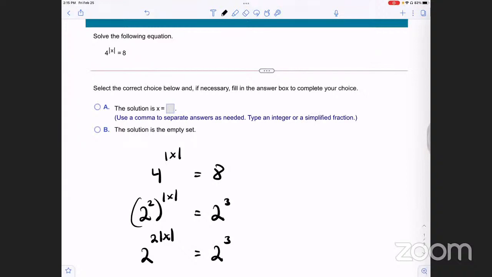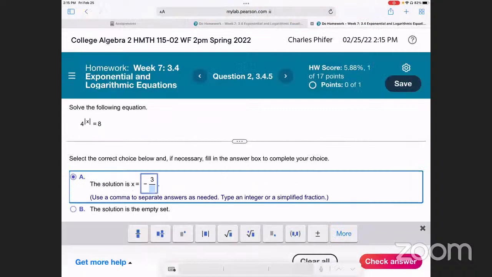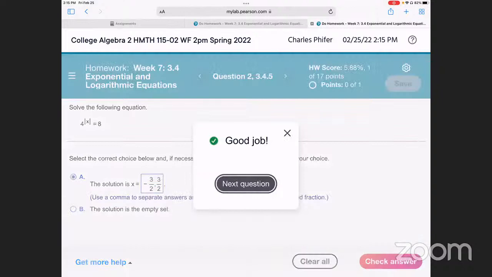So then let's try it out here. Let's take it to 3/2, comma, 3/2. And again, if anything is not clear, you just have to stop me.